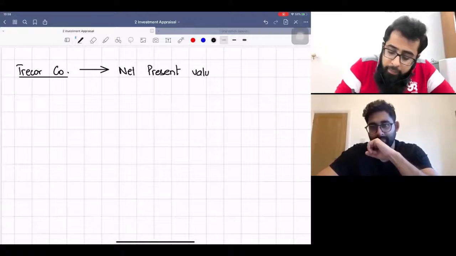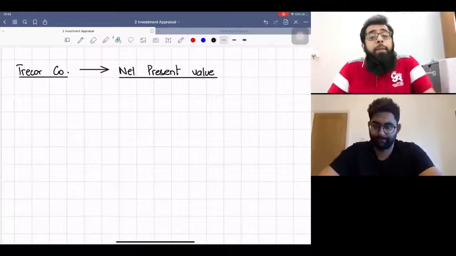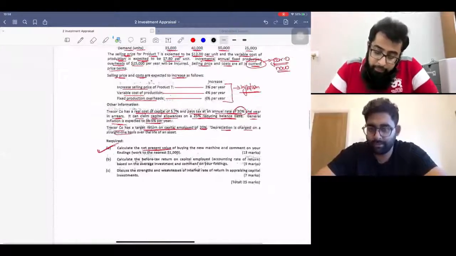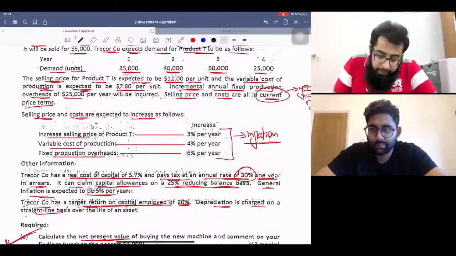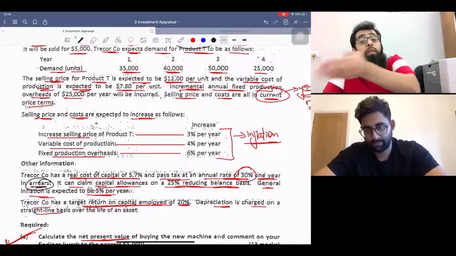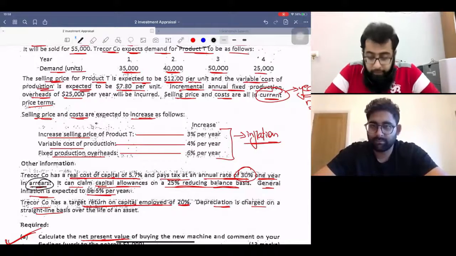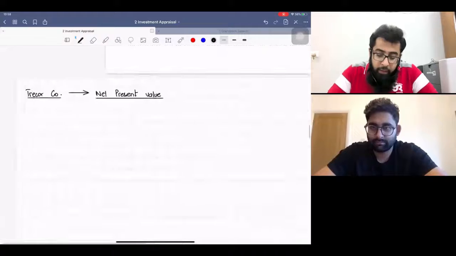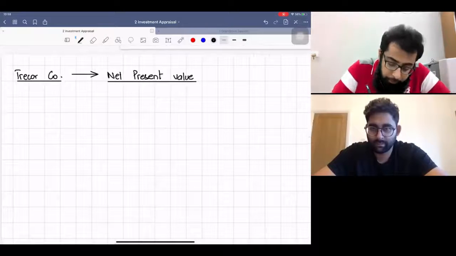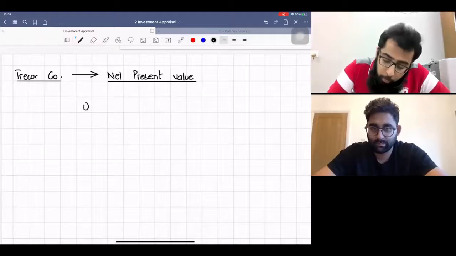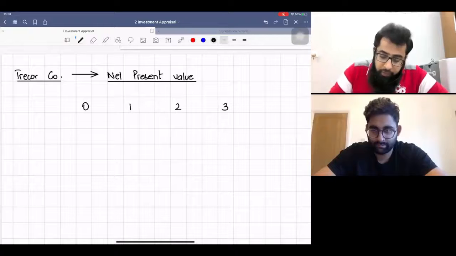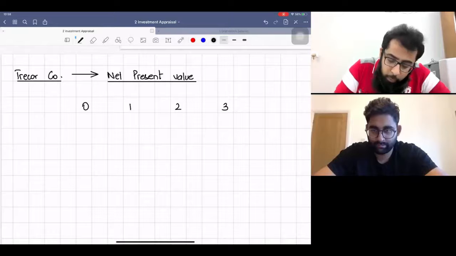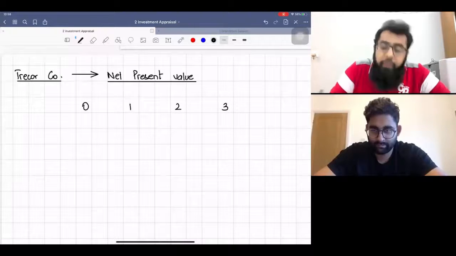Now, the life of the machine is how many years? 4 years. One thing which you need to remember is that tax is paid 1 year in arrears. So the 4th year tax will be paid in the 5th year. So we'll make an analysis of how many years: year 0, which is now, year 1, year 2, year 3, year 4, and year 5.